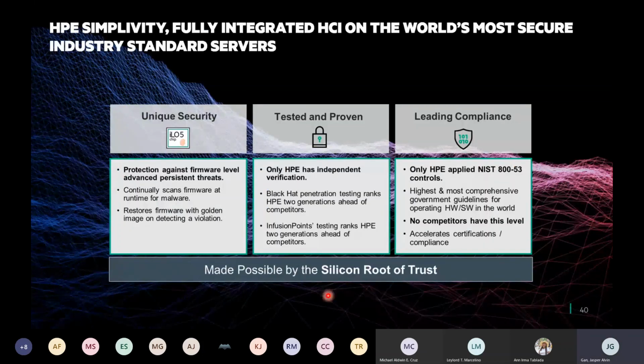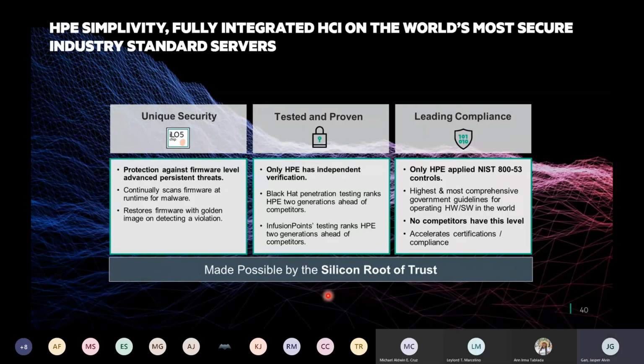Next, HPE SimpliVity is a fully integrated HCI stack built on the world's most secure standard server, which is the ProLiant series of servers from HPE. With this, we get to reap the benefits of the investment that HPE gave to the security of the ProLiant series. We have the iLO 5 Silicon Root of Trust, which does the firmware checking or validation. When the firmware is compromised, it gives you a prompt not to run that firmware or to revert back to a safe state or factory default.